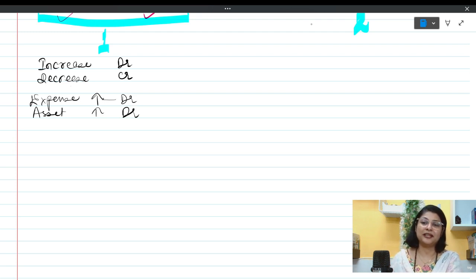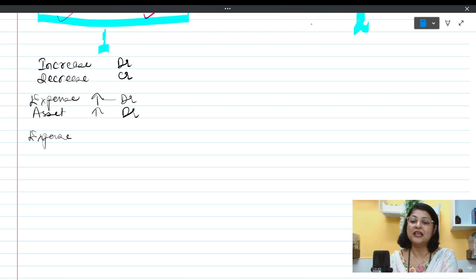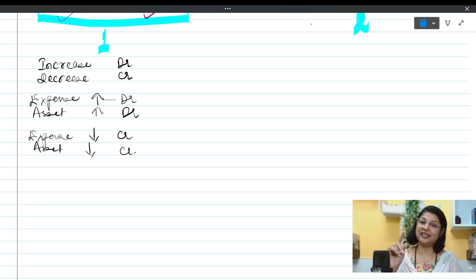When will it be credited? If the expense is getting credited, means this year's expense includes any kind of prepaid expense, it is getting credited, means it is reducing. So decrease will be credited. So expense, if it is decreasing because of any reason, will be credited. An asset, if it is being sold, then it is decreasing and it will also be credited. So like this we have to do the entry for debit and credit. Any increase will be debited, any decrease will be credited in expense and asset accounts both.